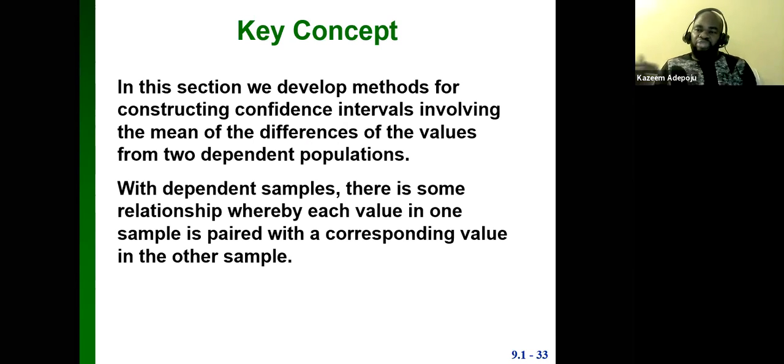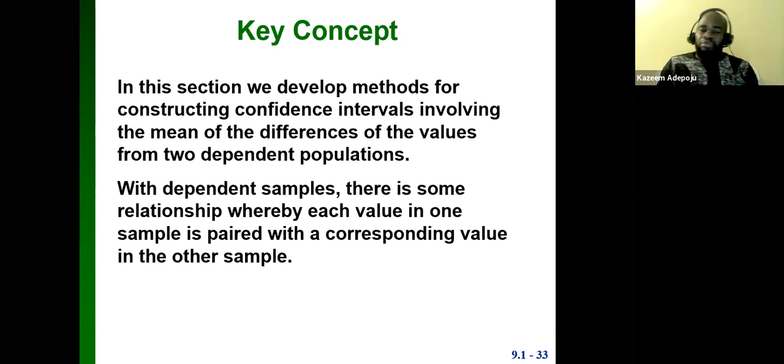In that situation, we're talking about dependent samples. And that was why I said here we want to construct a confidence interval involving the mean of the difference of the values from two dependent populations. It is no longer going to be independent. It's going to be dependent because we're using the same set of individuals.